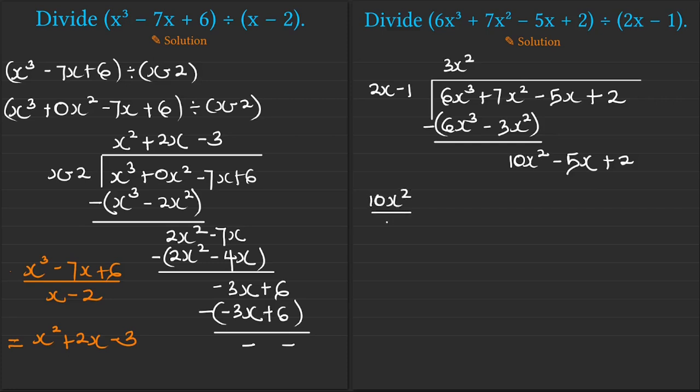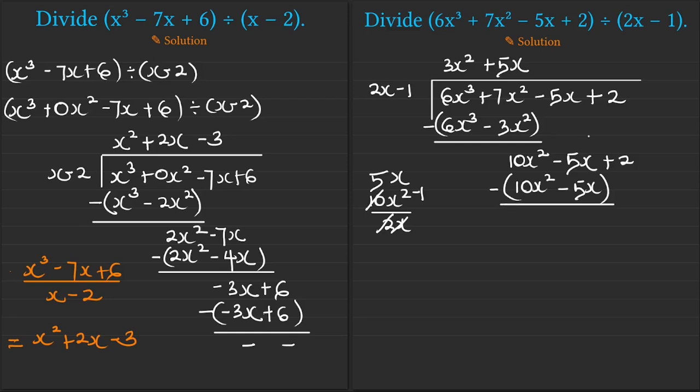We start our whole process again. 10x squared divided by 2x. That is the 10x squared here divided by the leading term we have here. The 2 divides 10 to give us 5, and then this x reduces this by 1. Hence, we have our x over here. So that gives us a positive 5x. Then we do our multiplication. 5x times 2x gives us 10x squared. And then 5x times negative 1 also gives us a negative 5x.